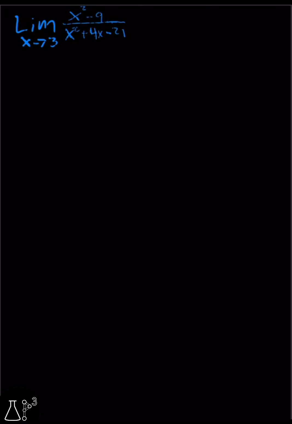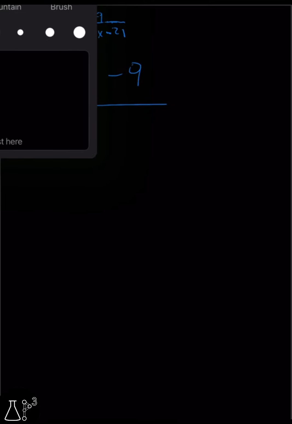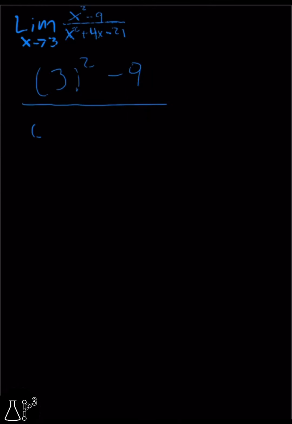If we plug in 3, we're going to get 3 squared minus 9, divided by 3 squared plus 4 multiplied by 3, then minus 21. 3 squared equals 9 on the numerator, then 9 minus 9 equals 0. So let's do the denominator. 3 squared equals 9 plus 4 multiplied by 3 equals 12. So 9 plus 12 equals 21, and 21 minus 21 equals 0.